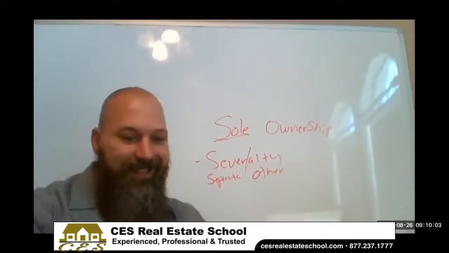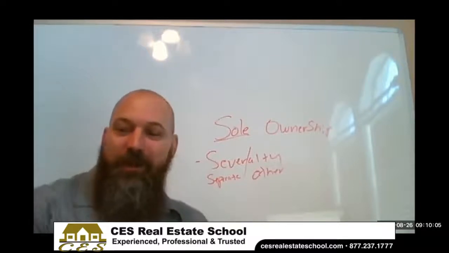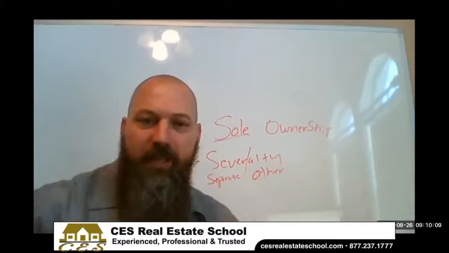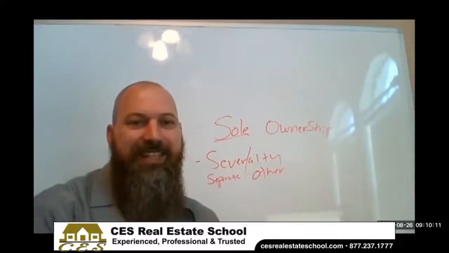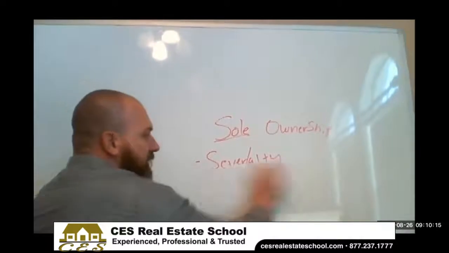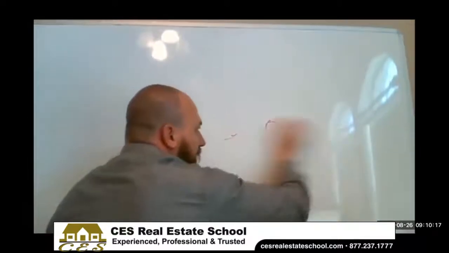All right, so the next one that we're going to go through is the different types of ownership that we can have under co-ownership. So the first one that we're going to talk about is tenancy in common, okay? So I'm going to go ahead and erase this. Kind of give you an idea how this works.